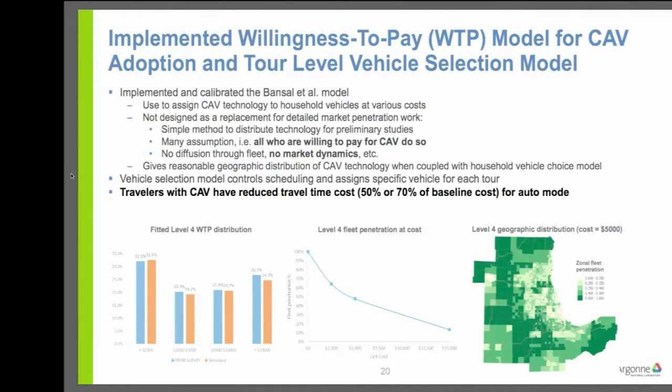And you can see the geographic distribution based on the models that we've pulled from the survey data over the Chicago region on the lower right-hand side, where there's not much penetration in both close-lying and low-income areas, with much higher penetration in outlying areas where more travel is done. Next slide.